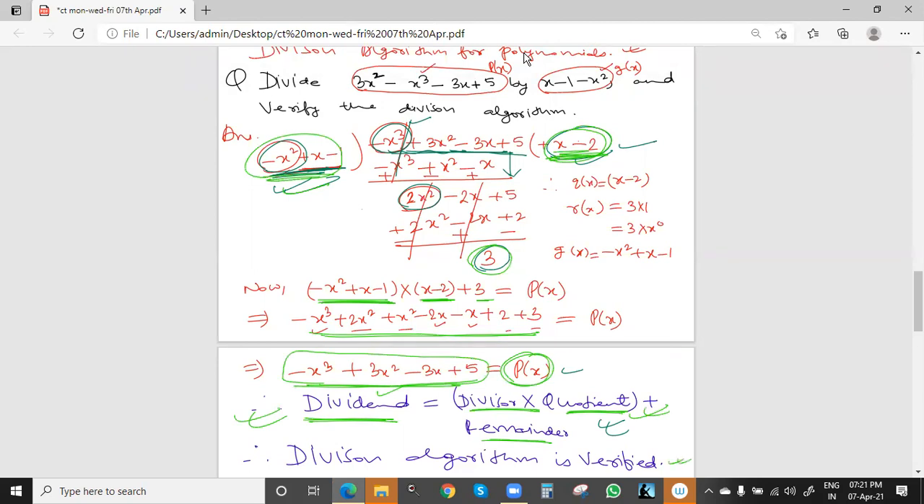We can write one small concluding statement: division algorithm is verified. The process of division is perfect, meaning the basic formula is applicable here, that is dividend is equal to divisor into quotient plus remainder. If it's true, then we can write it, and it will be true only. Then we just have to verify, just have to check.